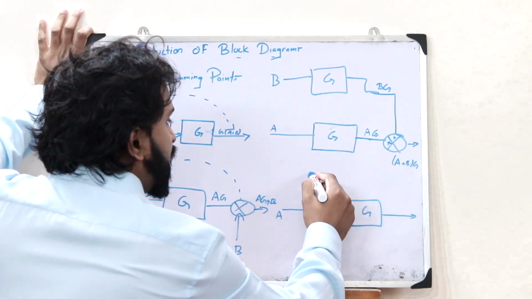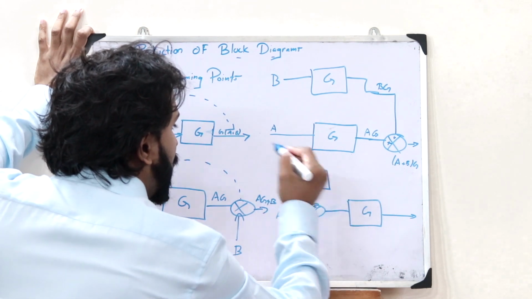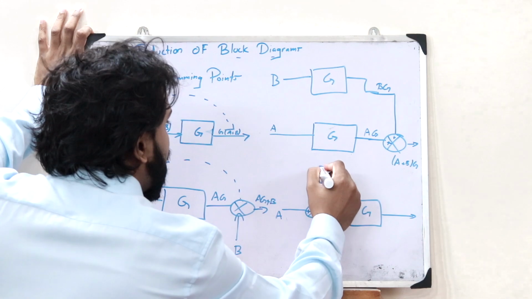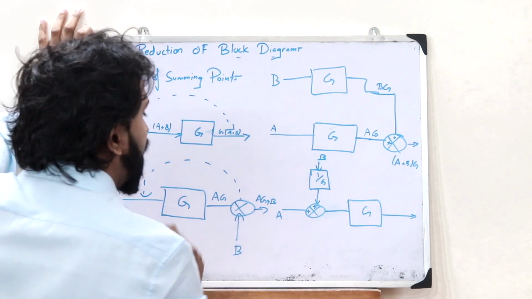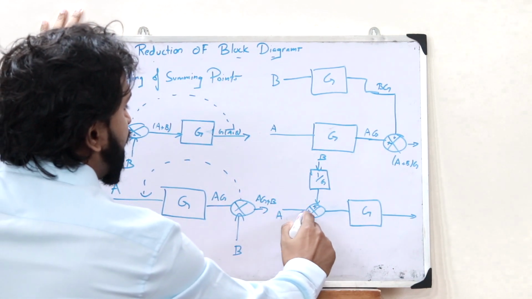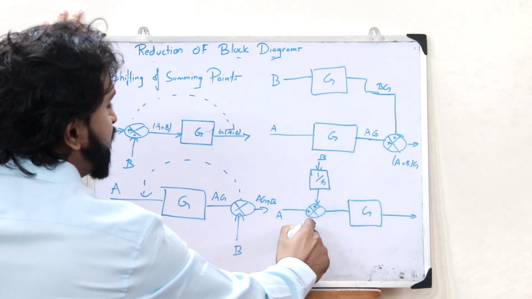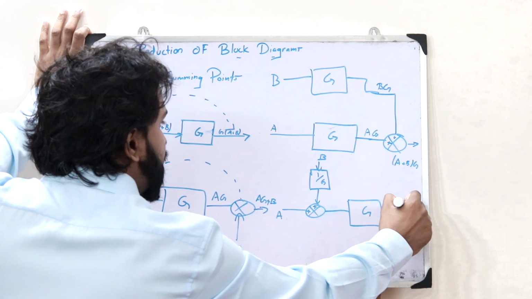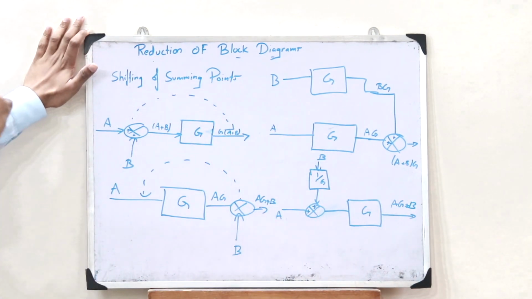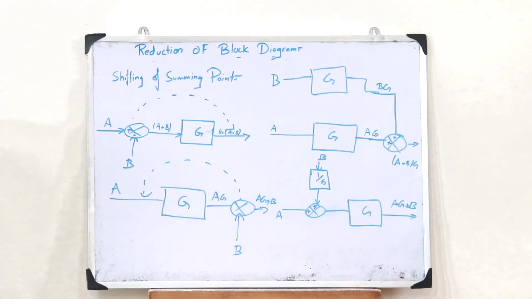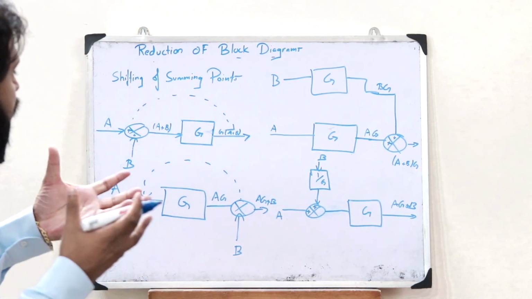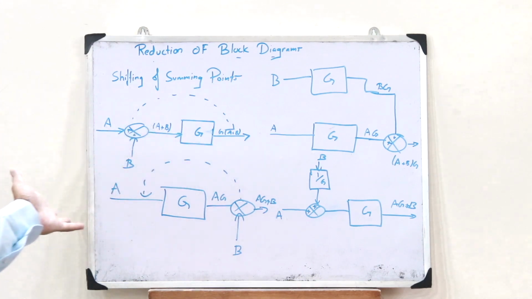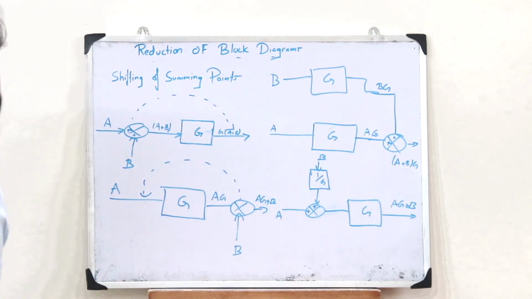So we simply add a block over here with gain 1 by G, and B is passed through that. Here we would get A plus B by G, and when we multiply it with G, we would get AG plus B. As simple as that, guys. This is simply how you can shift summing points ahead and behind of a block.